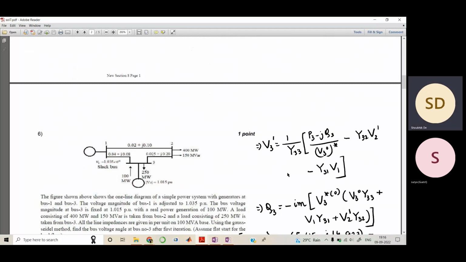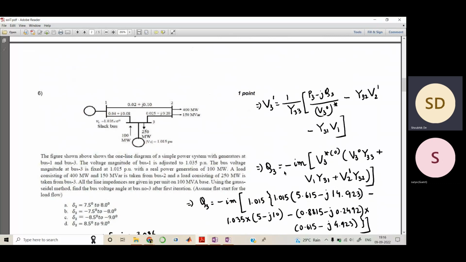Now if you don't have any questions, I'll go to the next problem, which is questions 5, 6 and 7. We will be looking at these all together because they are connected. I mean, same problems but different questions. So again, question number 6, again the same figure. Here they have told us, using the Gauss-Seidel method, find the bus voltage.